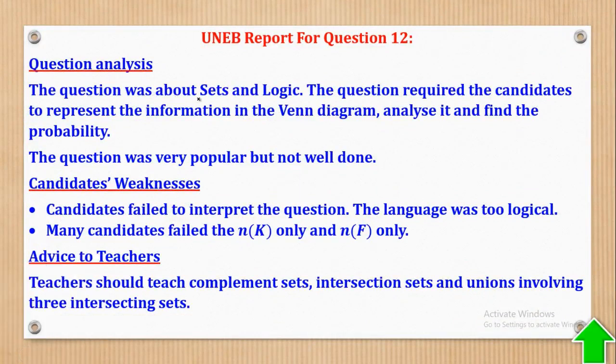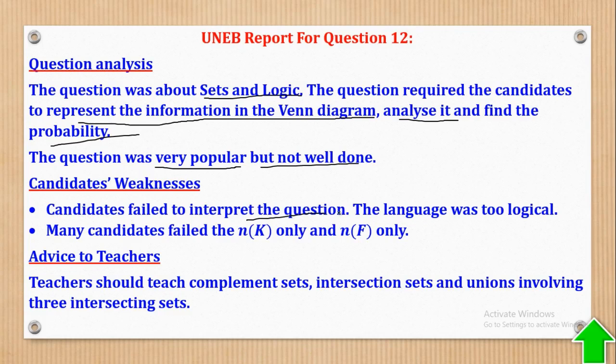So the question was about sets and logic. The question required the candidates to represent the information in a Venn diagram, analyze it and find the probability. The question was very popular but not well done. Weaknesses of candidates: candidates failed to interpret the question. The language was too logical. As we have seen while doing the solution, I think we realized that the language was very logical.